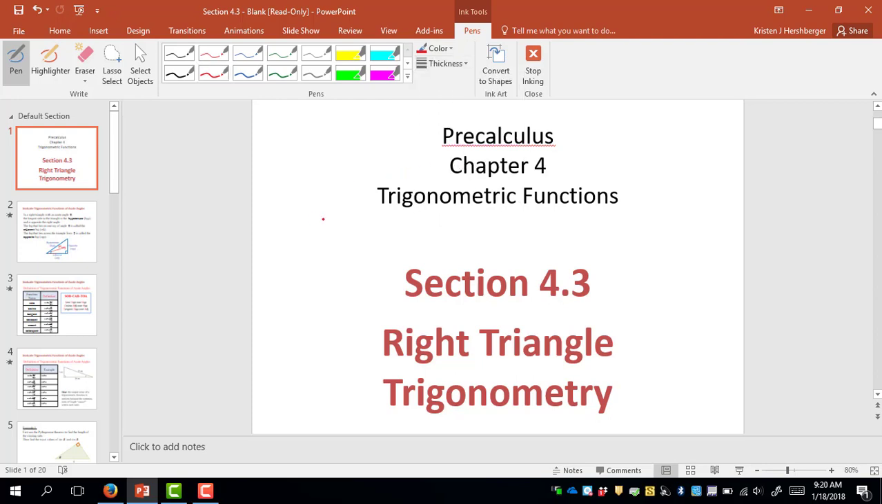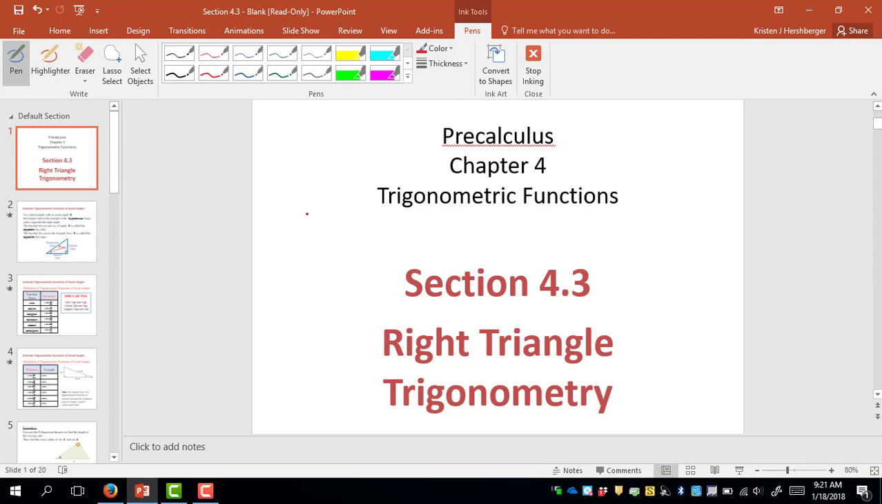This is section 4.3, right triangle trigonometry. This is used to help us evaluate points on the unit circle that are not necessarily special angles, the 30, 45, 60, and 90 degree angles that we used to find the points on our unit circle. As we talked about, there can be other points on the unit circle besides the points that we actually fill in and use regularly. And this can be used for that as well.